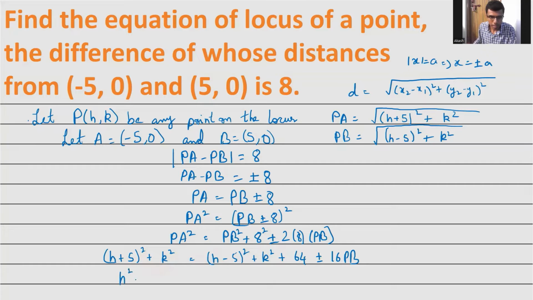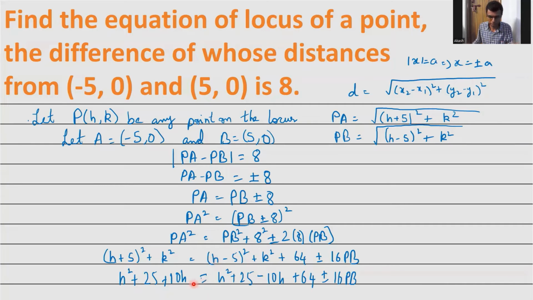I'll get H square plus 25 plus 10H is equal to H square plus 25 minus 10H plus 64 plus or minus 16 PB. As I already told you, K square and K square will get cancelled since they are the same and also have the same sign. That's very important. Here H square will get cancelled, 25 will get cancelled, and I'd be left with 10H is equal to minus 10H. Guys, don't cancel this 10H and 10H also, because here it is plus 10H and on the other side there is minus 10H. Don't commit this mistake.